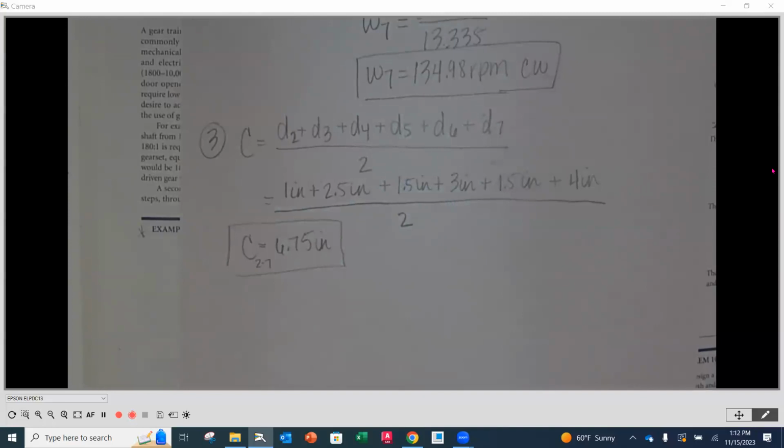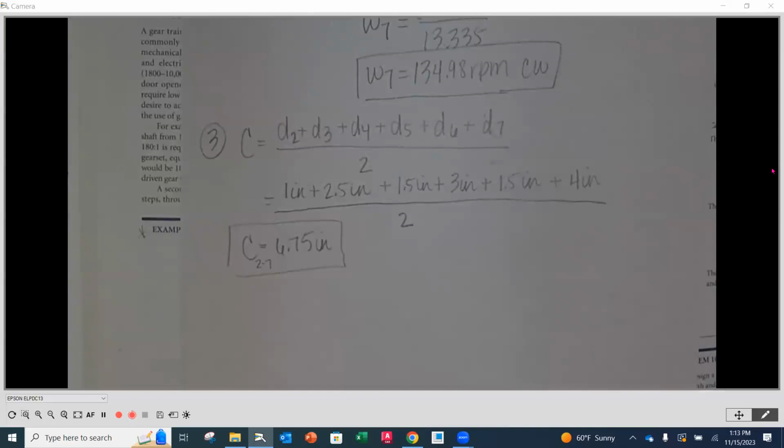So you should get a center distance of 6.75. Did you guys get that same number? If you added up all the diameters and divided by 2? Yes, no? Okay. All right. And that's the problem, okay?